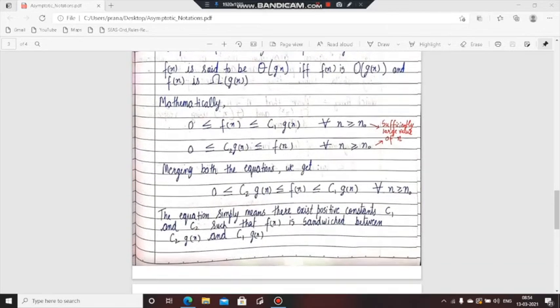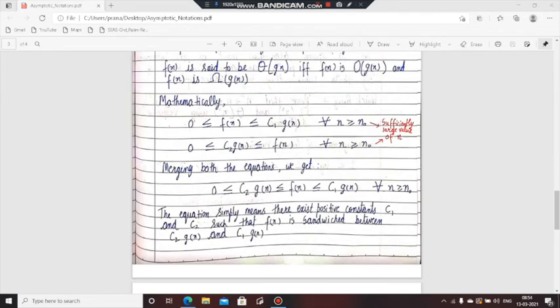Now this is all about mathematical notations. Basically, it simply means there exist positive constants c1 and c2 such that the function f of n is sandwiched between c2 g of n and c1 g of n. Basically, c2 and c1 are constants.